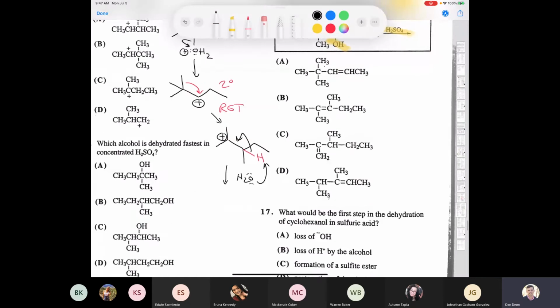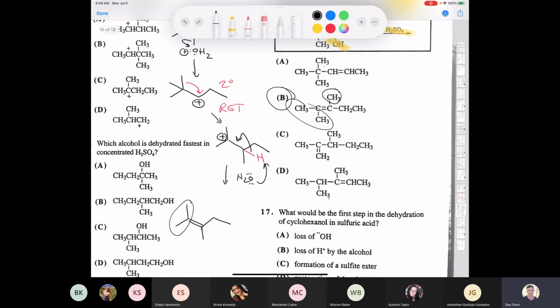So what do we end up with? Let's draw it. We have the two methyl groups, there we go. We've got our double bond, we've got a methyl group here and an ethyl group here. So which one of those is one of these compounds? Well, let's see. It is B. We have the two methyl groups right here. We have the next methyl group, and then we have the ethyl group, and there you go.